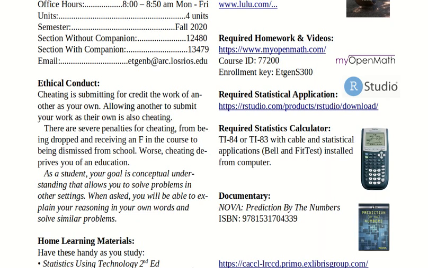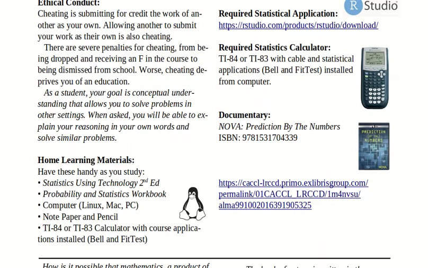That'll make an 83 pretty much as powerful as an 84, at least in terms of statistics. 83s don't do fit tests, but they do with an application. So that could save you a fair amount of money if that was something you were willing to do and get the USB cable separately and download the TI Connect software instead of having it on the CD that it comes with. Our documentary is Prediction by the Numbers.